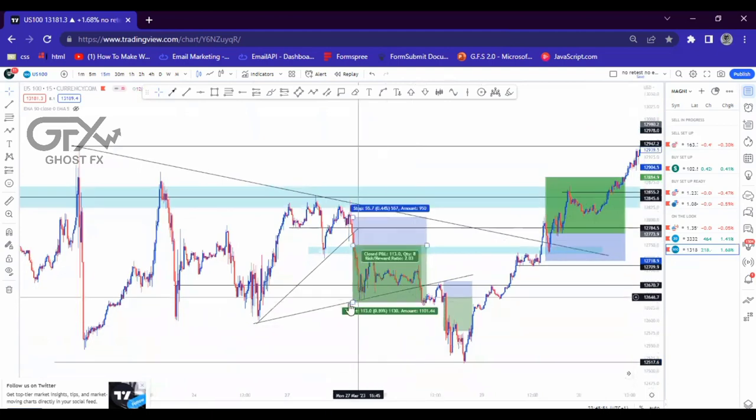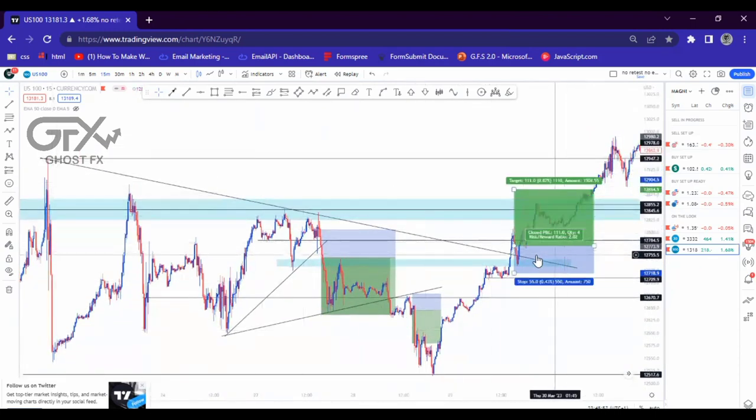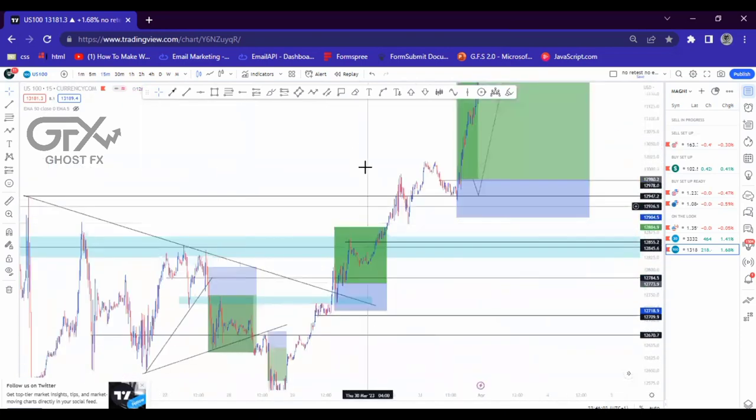Same stuff here, last low formed. If you're using your trend lines, you see price broke it, price retested it, and I took my sells. Same stuff here. This is the trend line here above, price broke it, price retested it, and I took my buys. It doesn't get old.